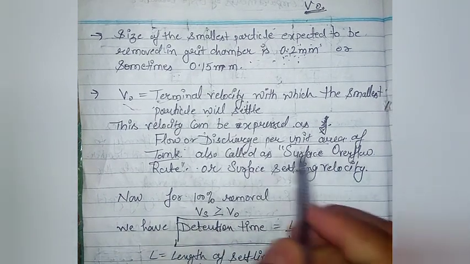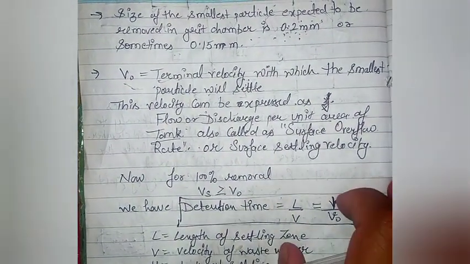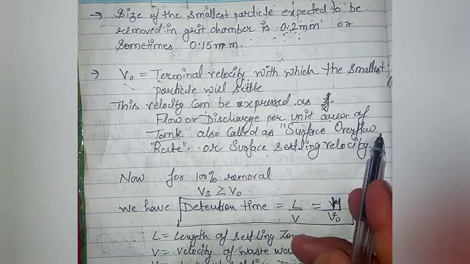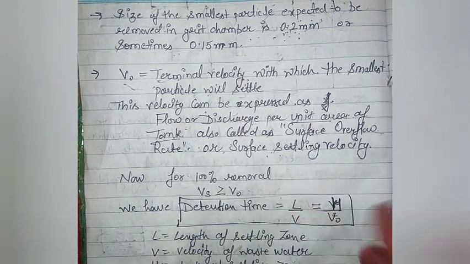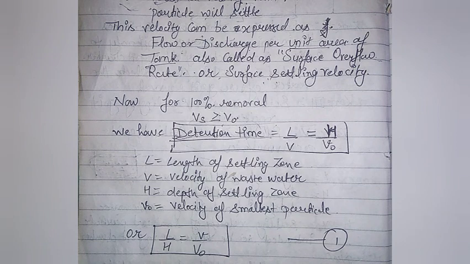So we term this terminal velocity as the surface overflow rate or surface settling velocity. Now for 100% removal of the grit from the wastewater, Vs should be greater than or equal to V naught.